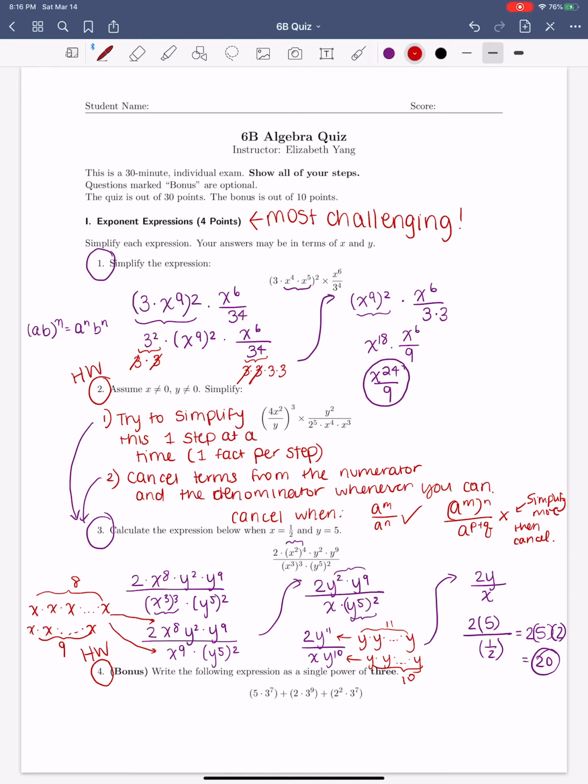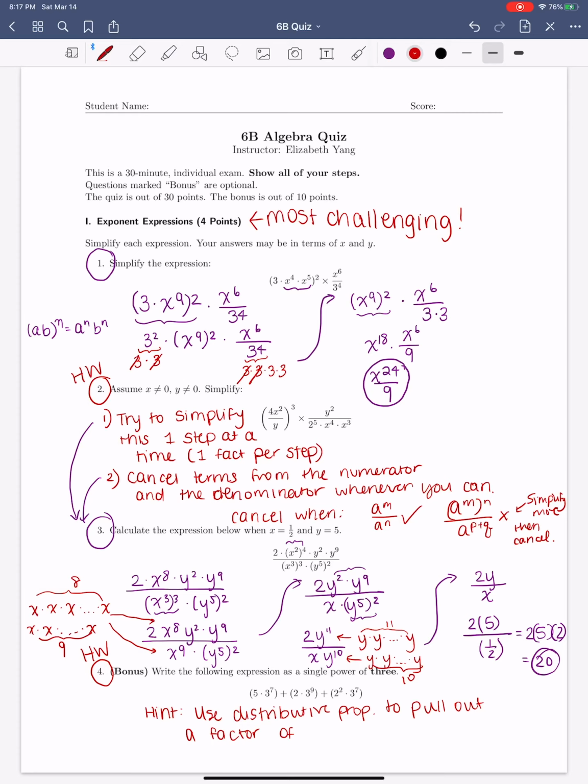So the bonus, I'm making it required homework here. I'll give a hint for the bonus though. We want to use the distributive property, and we want to pull out a common factor. What factor is it going to be?